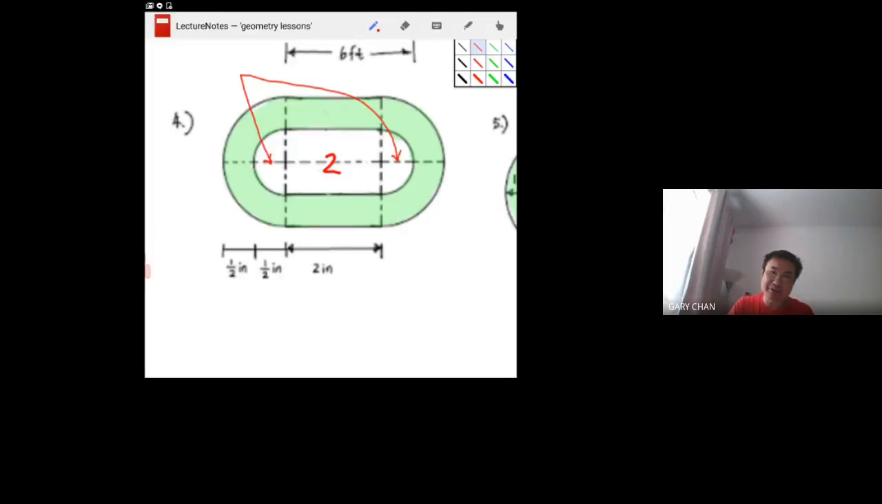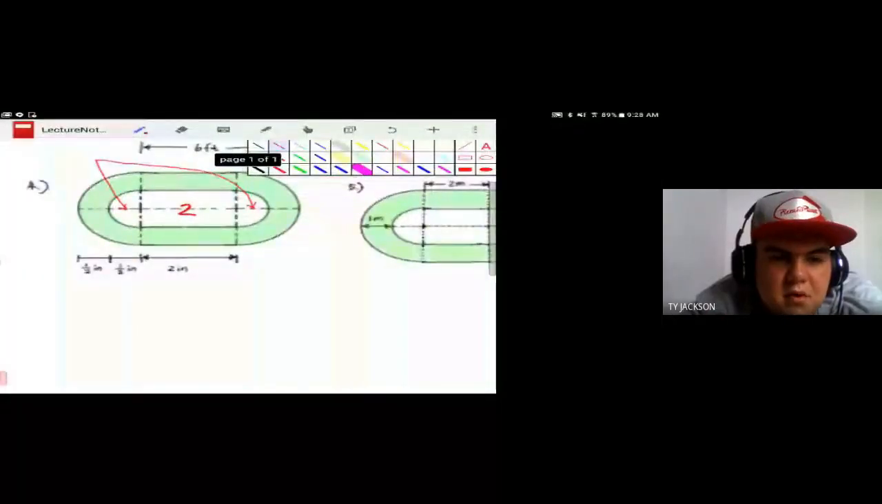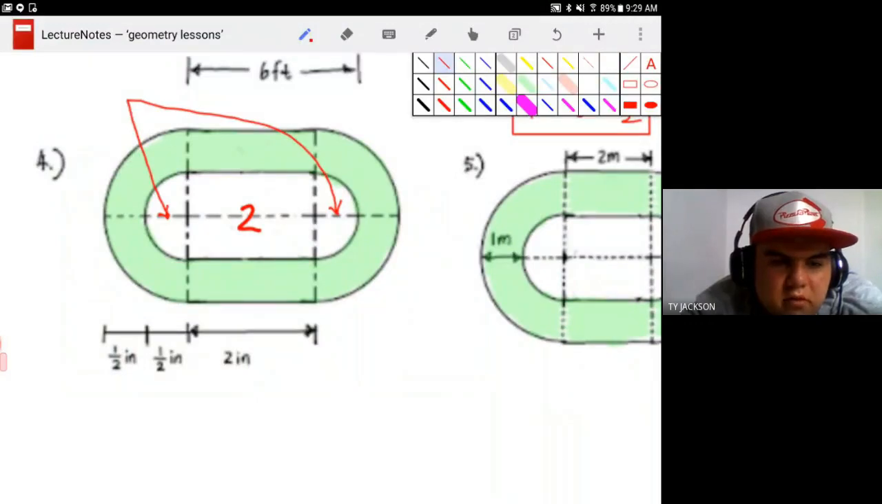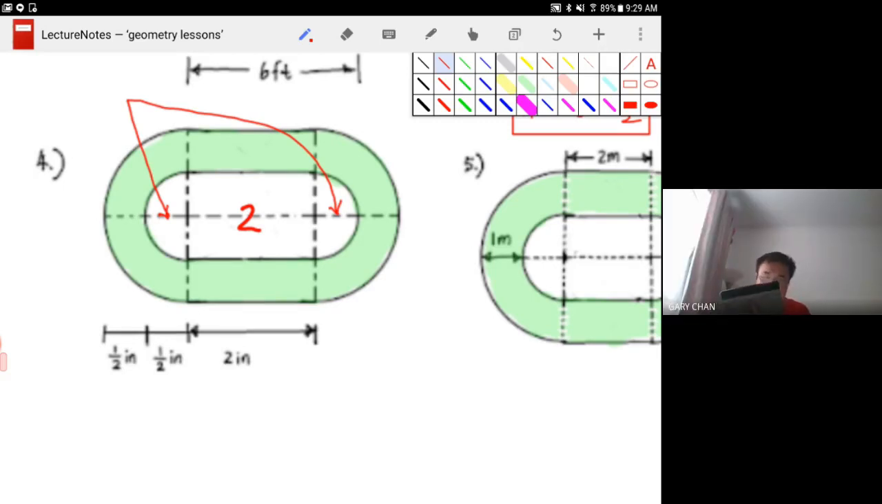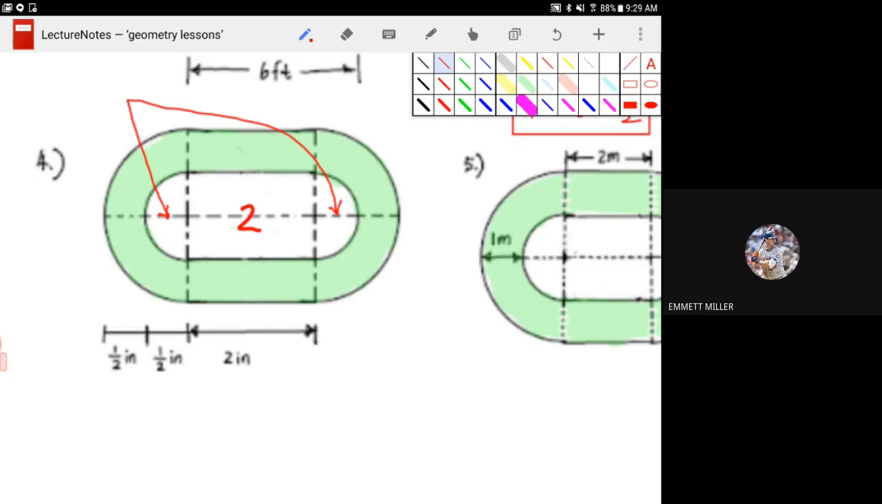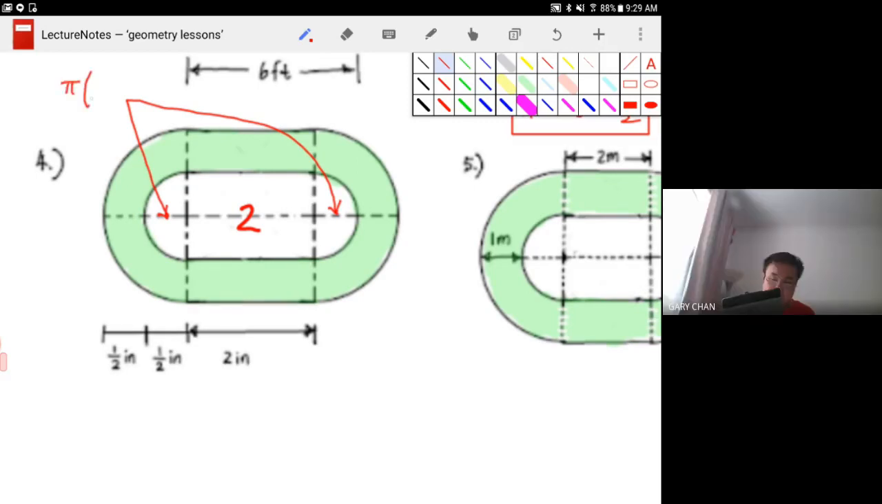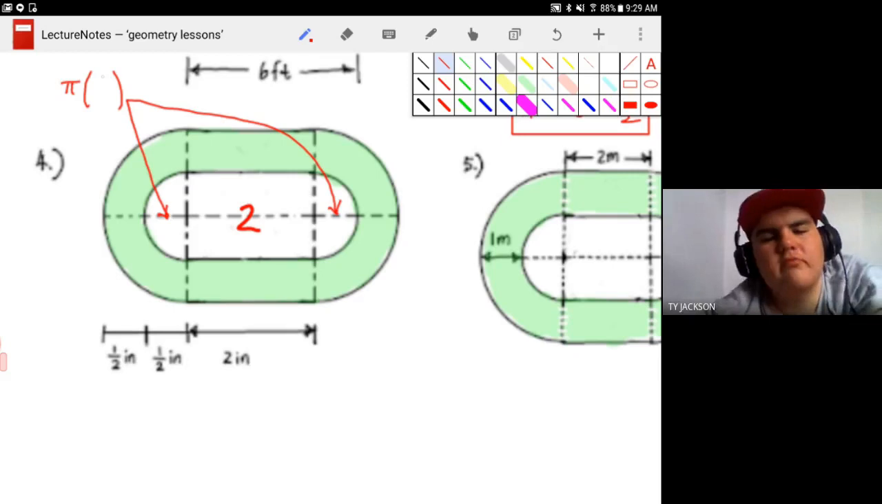Well, we know that half of the circumference is 1/2, so it's going to be 1. No, that's the diameter. The diameter is 1. So the radius is 1/2. That's right, Ty. How can we find the area of the circle if we know the radius is 1/2? Isn't it the same thing as that last one? Yeah, pretty much. It's pi times r squared.